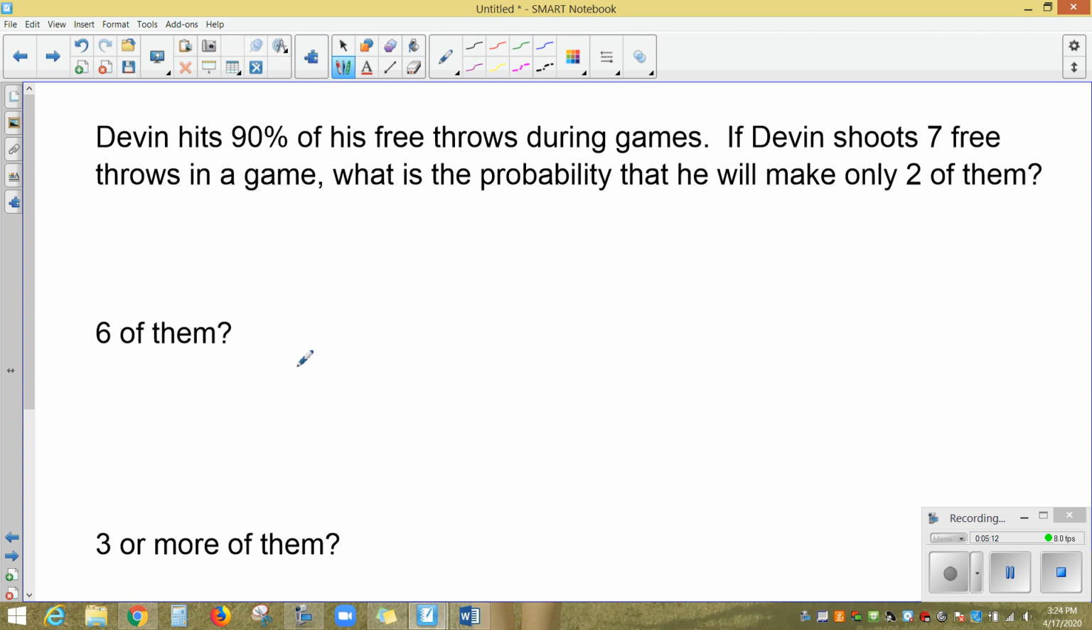In a minute, I want you to pause the video and set these things up. When you're done with that, figure out the probability that he would make exactly 6 of them. And then go back and find the probability that he would make 3 or more of them. So find me those probabilities and then turn the video back on.